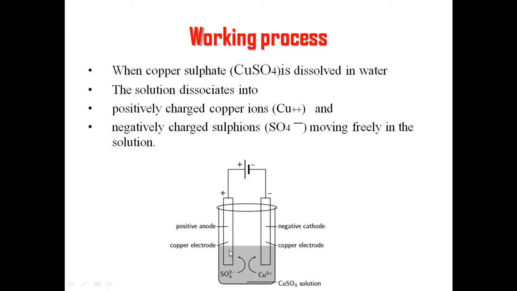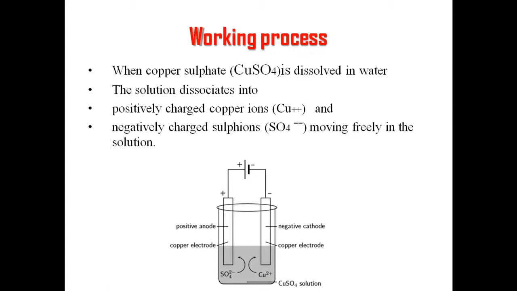Each positively charged copper ion, on reaching the cathode, takes two electrons from it and becomes a metallic atom of copper, and gets deposited on the cathode in a very pure form. So when this copper is attracted towards the cathode, it takes two electrons and is deposited on the cathode in the form of pure copper. It forms pure copper on this negative electrode, the cathode.